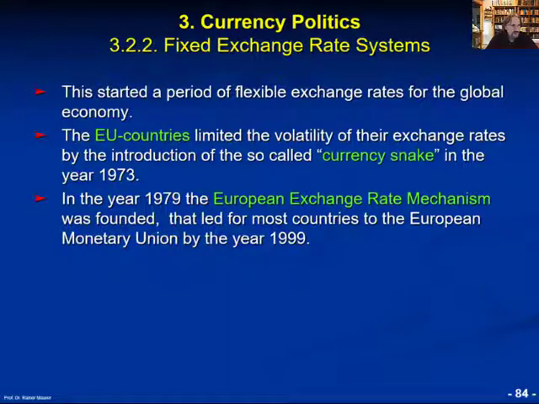The European Union countries limited the volatility of their exchange rate by the introduction of the so-called currency snake in the year 1973. In the year 1979, the European exchange rate mechanism was founded that led for most countries to the European Monetary Union by the year 1999.